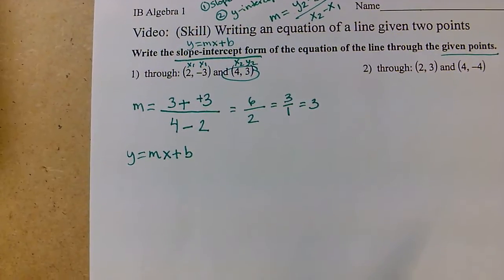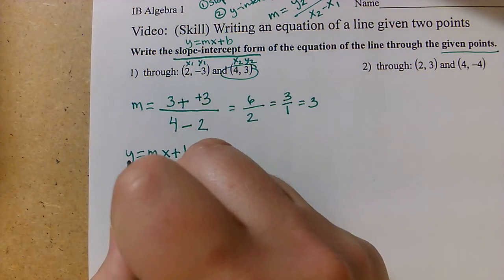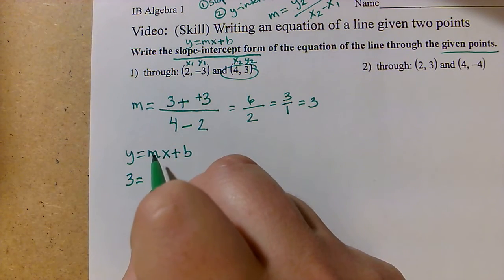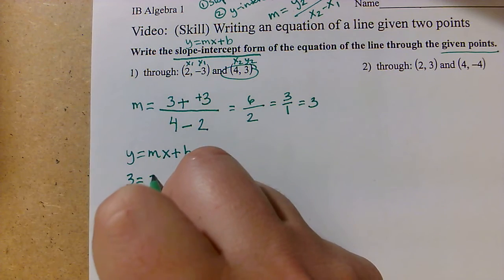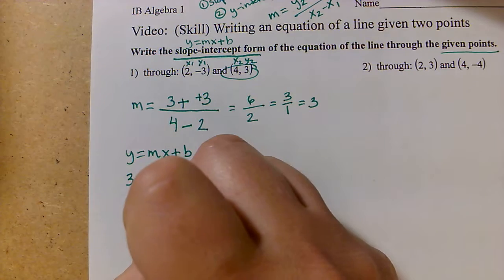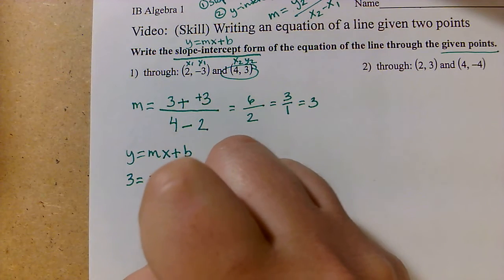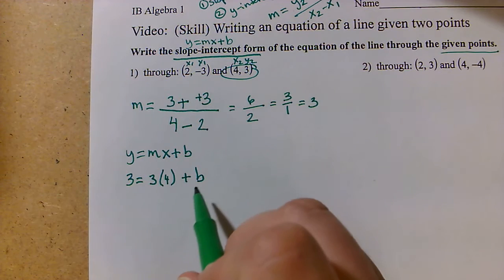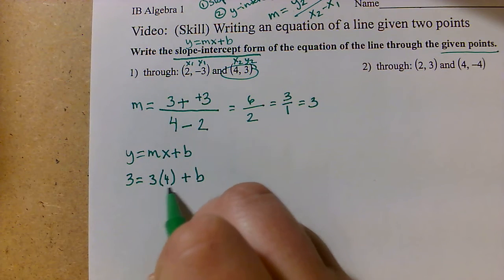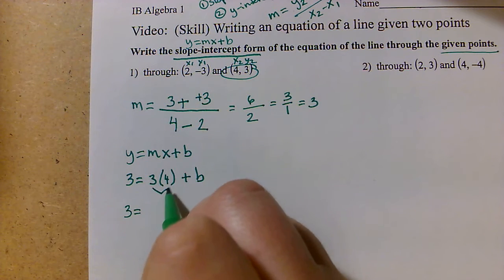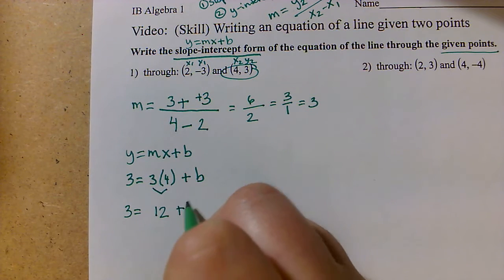So using the second point, I'm going to plug in my y value, which is 3, equals, and then my m value, which we just calculated, is also 3, and then my x value from that same point is 4. So I'm going to put a parentheses and then a 4, and then plus b. So we've done this before. It should look very familiar. We're going to solve this for b, so in order to do that first, we've got to multiply these 2 numbers. So 3 is going to equal 3 times 4, which is 12, plus b.